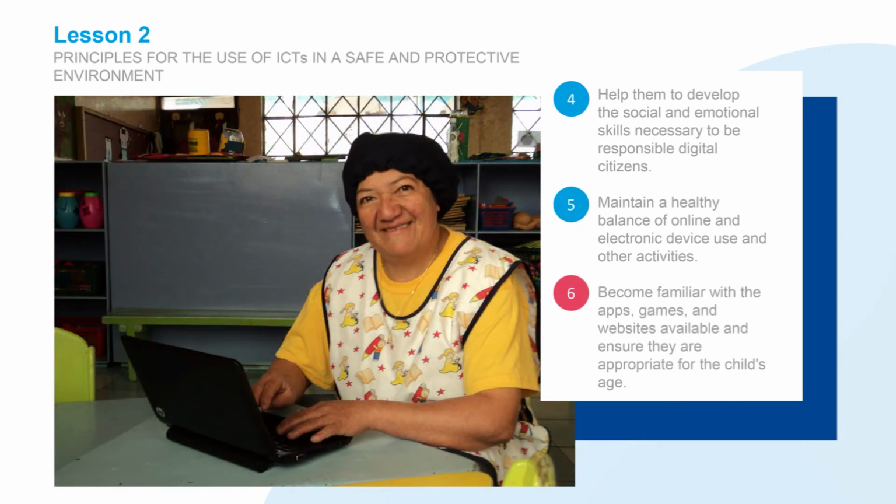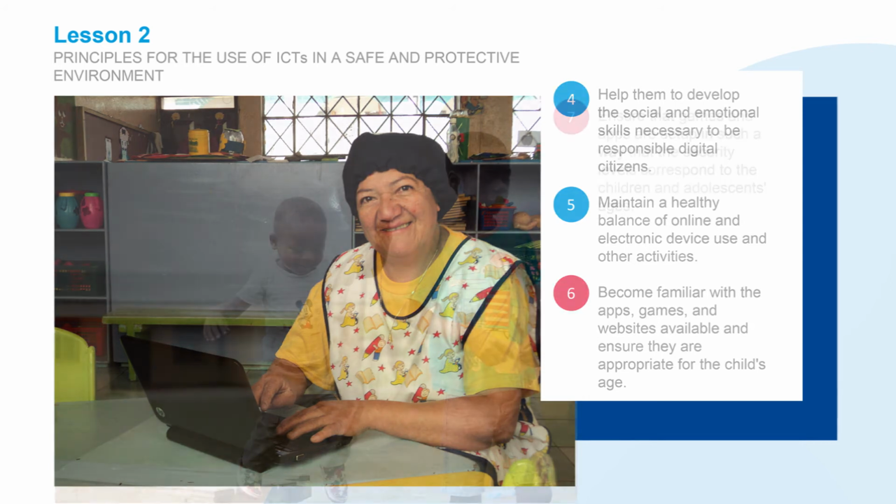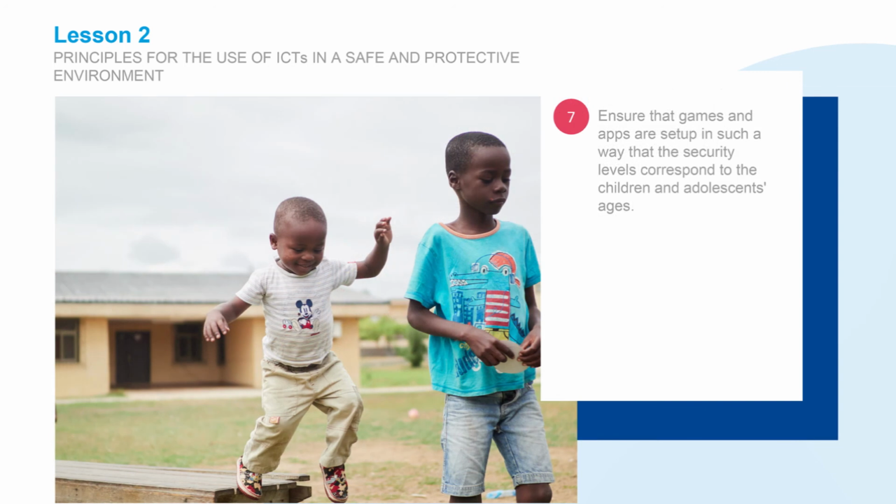6. Become familiar with the apps, games, and websites available and ensure they are appropriate for the child's age. Because technology applications and games are constantly evolving, it would be interesting to determine as responsible adults whether they are appropriate for their age. We can use the age rating provided by application stores such as Google Play as one of the criteria.